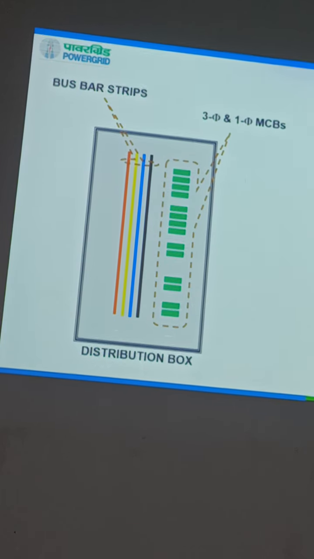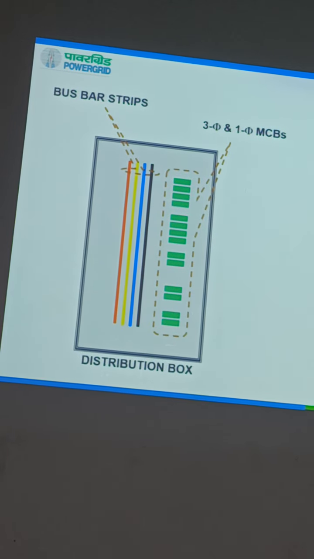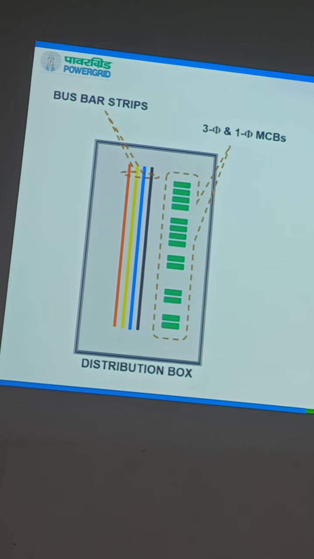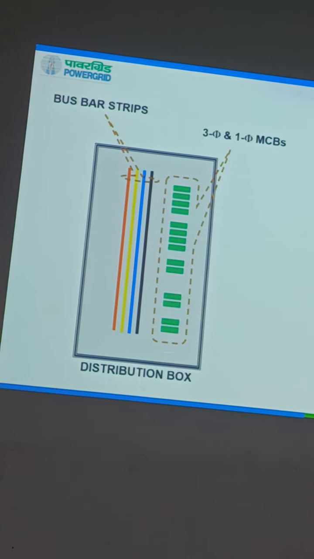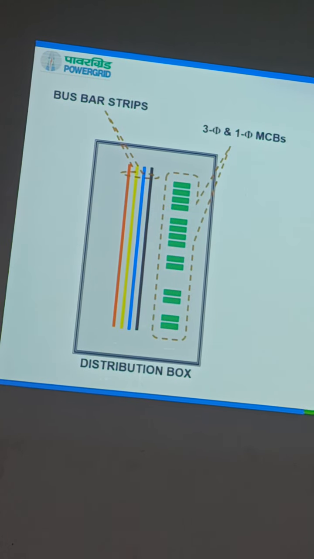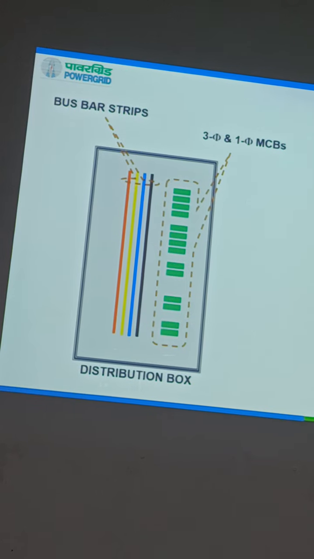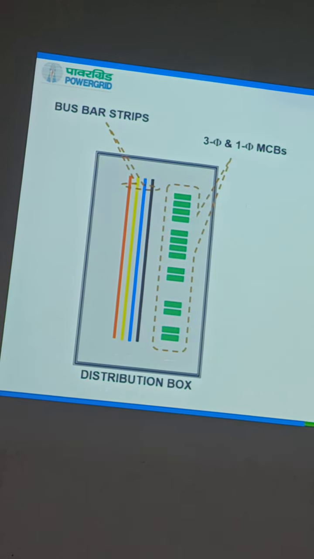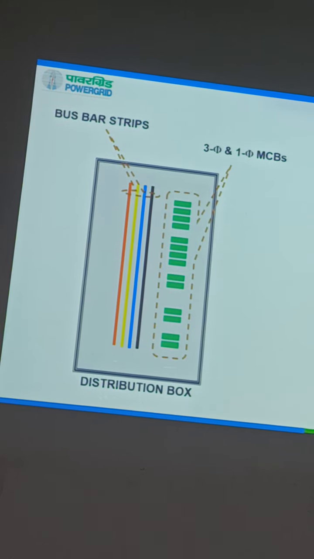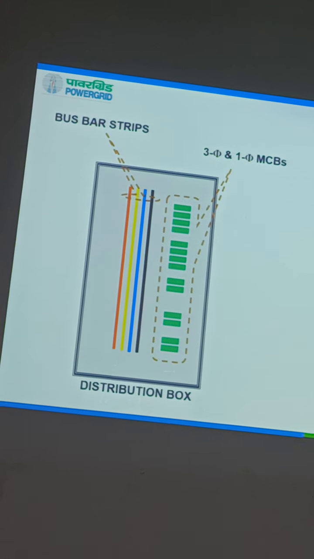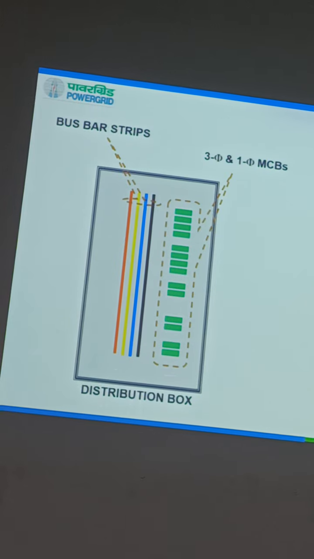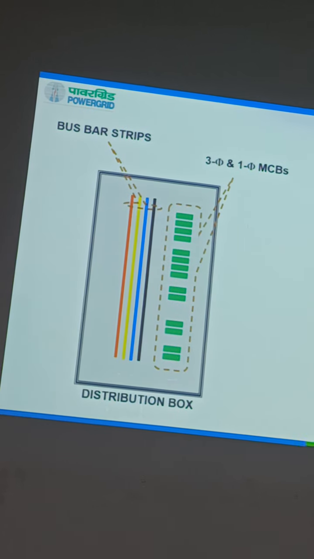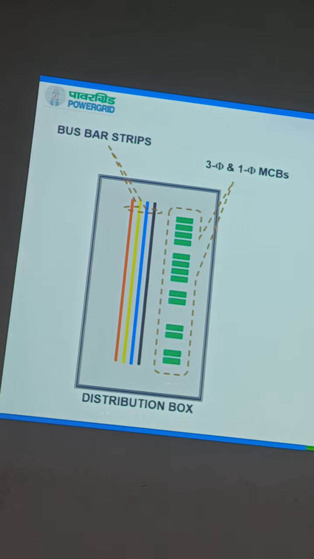Only MCB is not there. After MCB, you will find some metallic strip, where you will be connecting all the wires together, right? These strips are used as a common point of connectivity, and all the circuits will get connected to that common point. My request is that please switch your mobile to silent. So these strips are known as busbar strips.